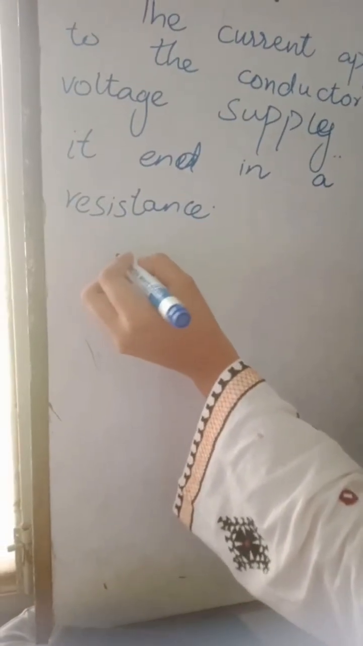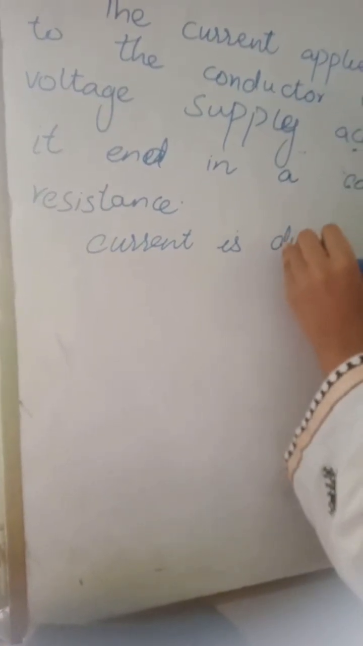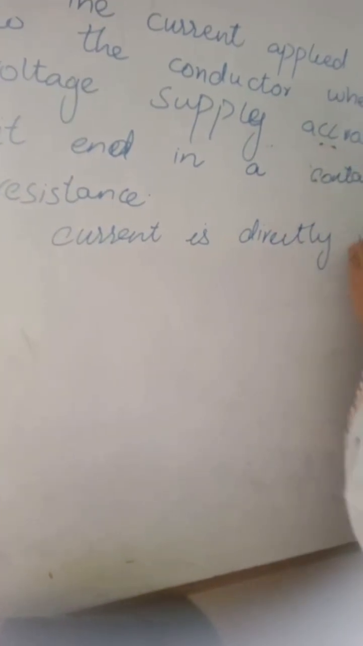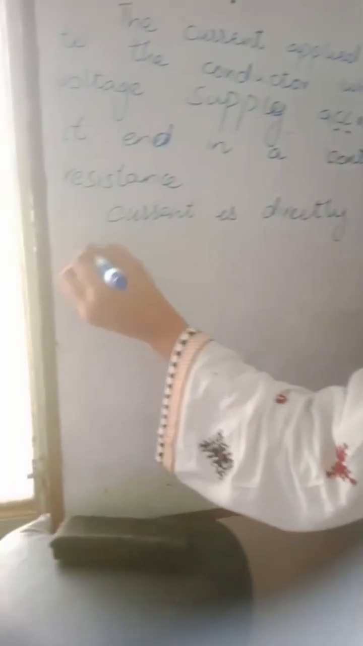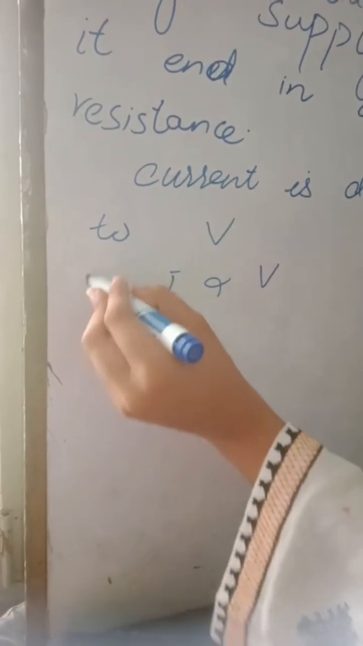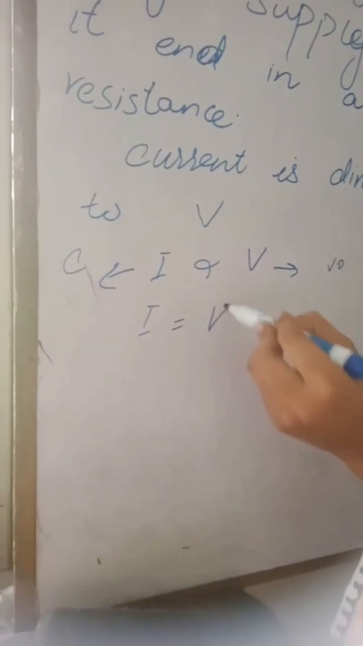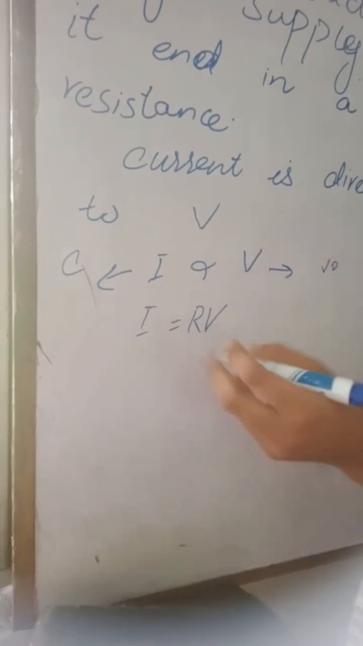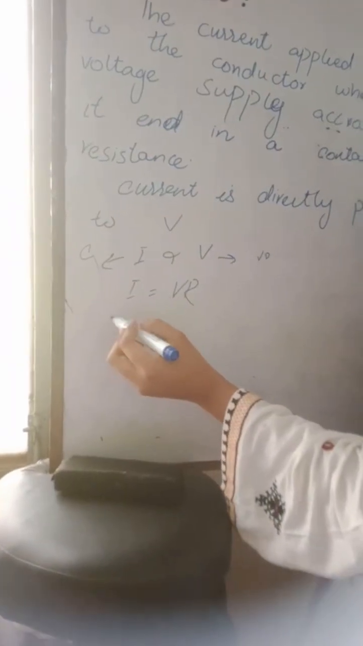resistance. Here current is directly proportional to the voltage. I is directly proportional to V. I represents current, V represents voltage. I is equal to V over R, or V by R, we can write it like that. Okay.